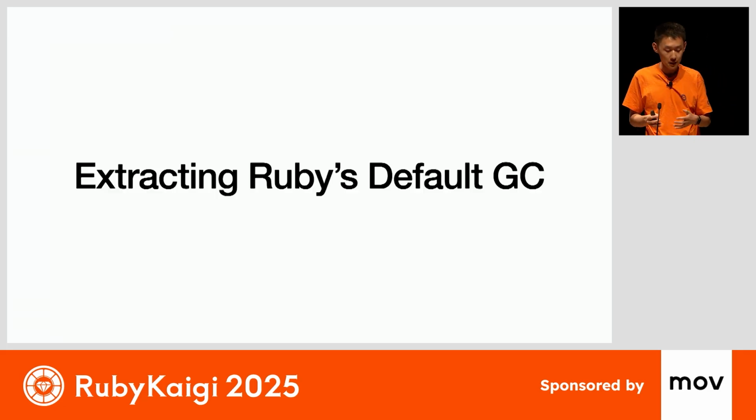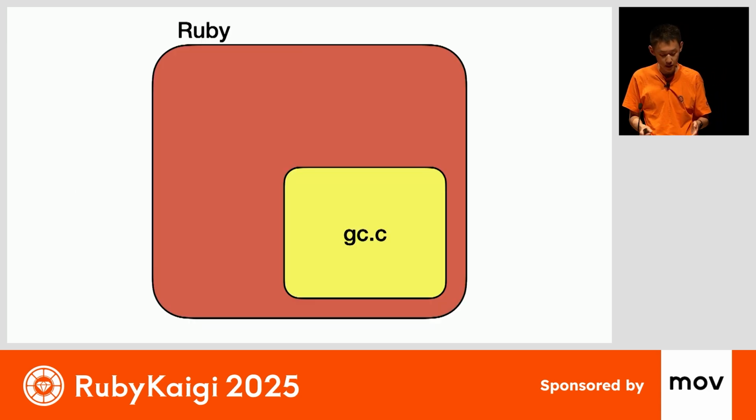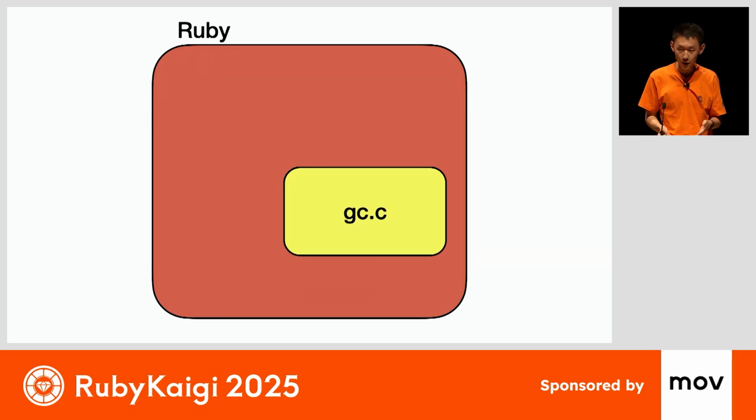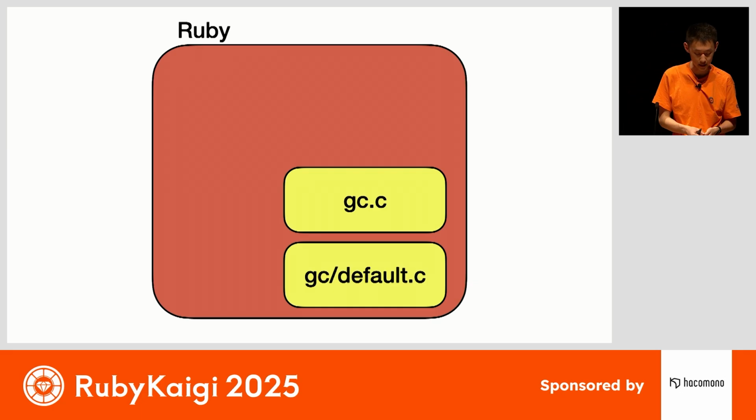The first part of this feature involves splitting Ruby's garbage collector into two parts. Previously, Ruby's garbage collector lived in a file called gc.c, which was compiled into the Ruby binary. So we first split this file into two. The existing gc.c file no longer contains any garbage collector implementation. Rather, it only interfaces the Ruby VM for the GC.